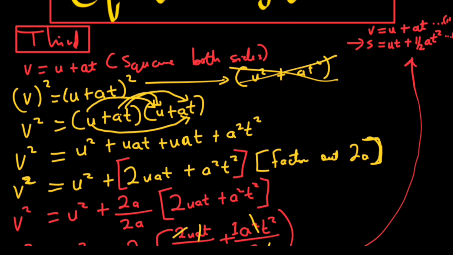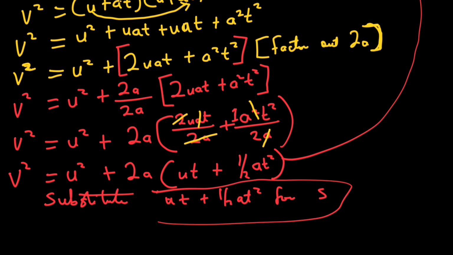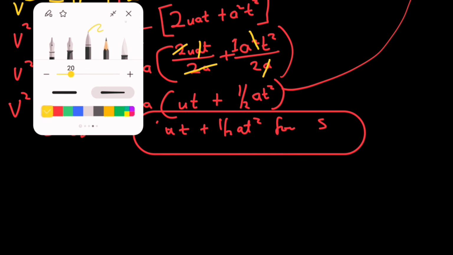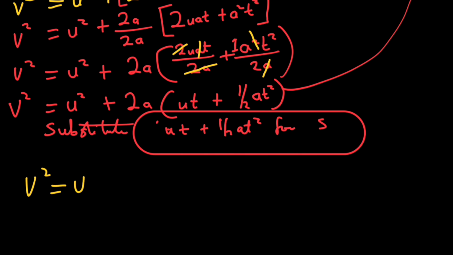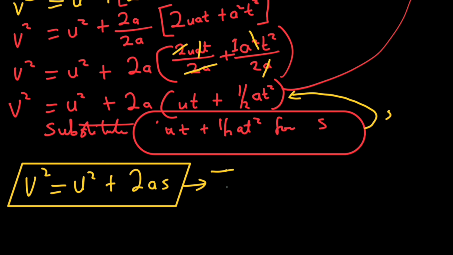Remember that this looks exactly like the second equation of motion. So let's just substitute ut plus half at squared, what we have in the bracket, for s. That's just the final piece of the equation, and that would give us v squared equals u squared plus 2a times s, 2as. And here is the third equation of motion.